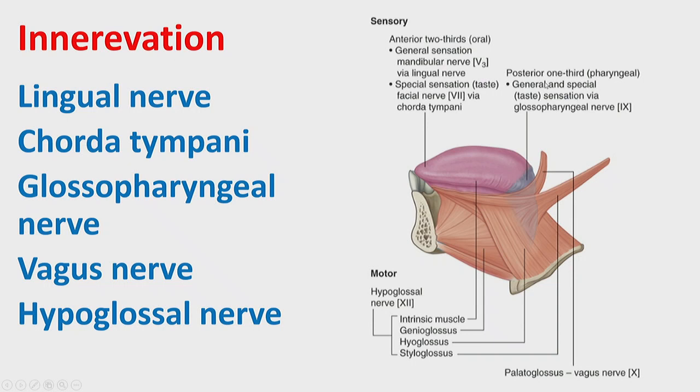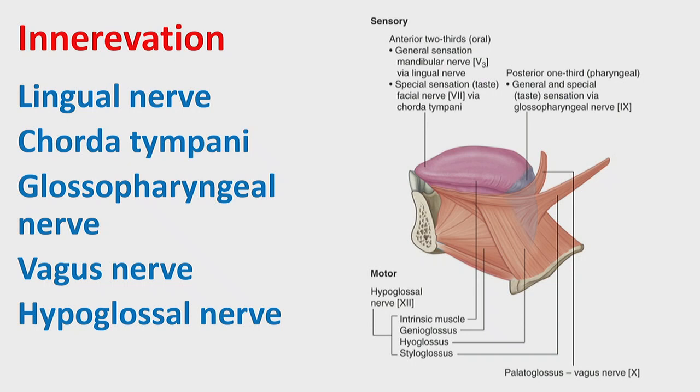But be careful, the general sensation innervation and the special or taste innervation for the posterior one-third stay the same, the glossopharyngeal nerve. And as we said, and I will show it to you in the next slide, only the central portion of the root of the tongue in the back is a small area that is innervated by the vagus nerve.